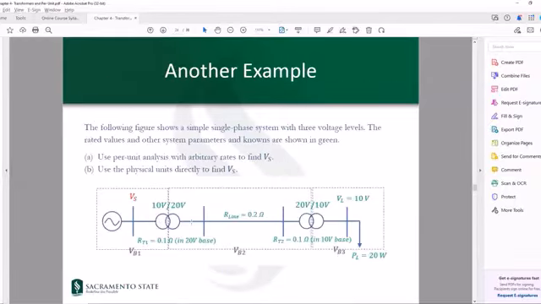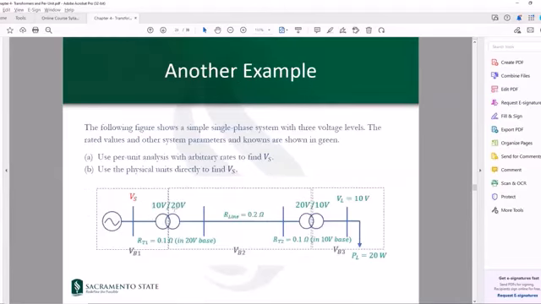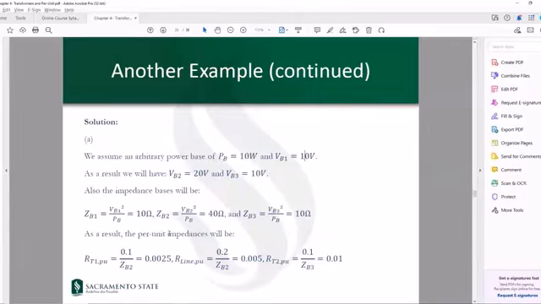Based on this, since the turns ratio of this transformer is 10 volts to 20 volts, V base 2 should be 20 volts, and then VB3 should be what? 10 volts. Very simply done. We don't have to do many calculations, because the bases are not changing with respect to the rated values in the transformer or other device. Now, Z base 1 would be V base 1 squared over P base, which is 10 ohms. Z base 2 becomes V base 2 squared over P base, which is 40 ohms. And Z base 3 becomes V base 3 squared over P base, which is 10 ohms.